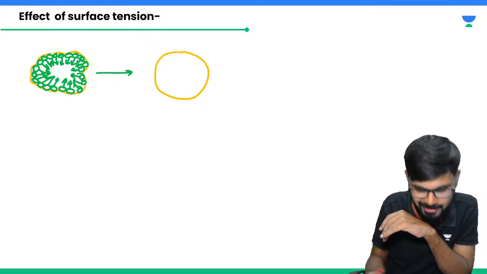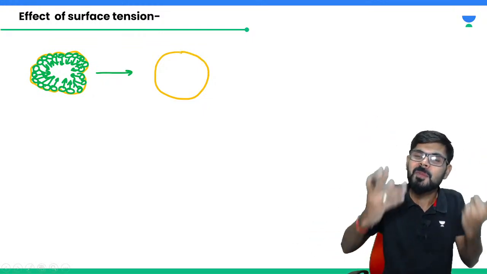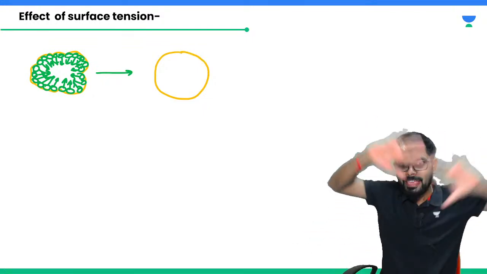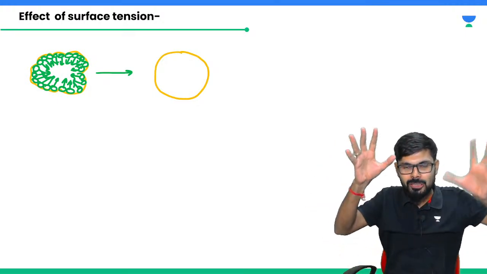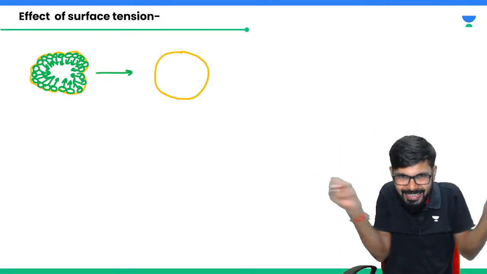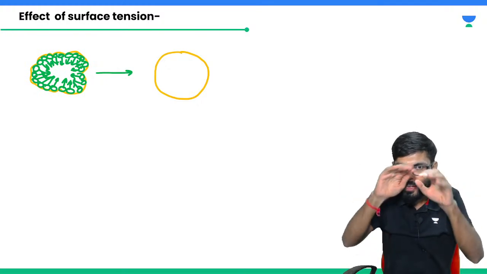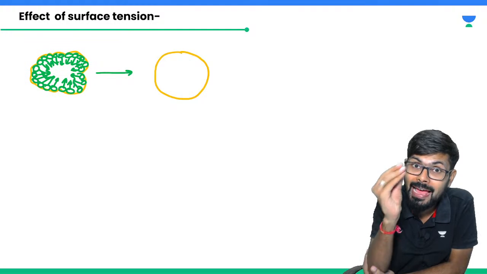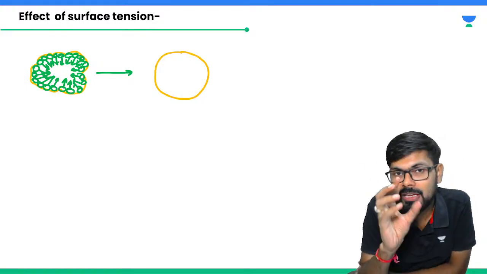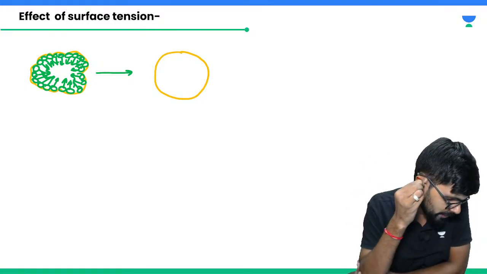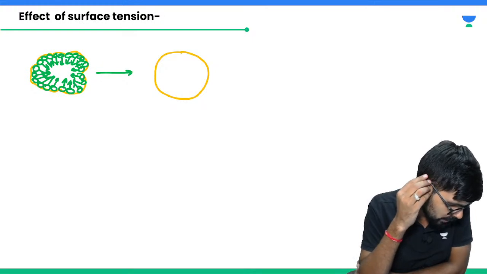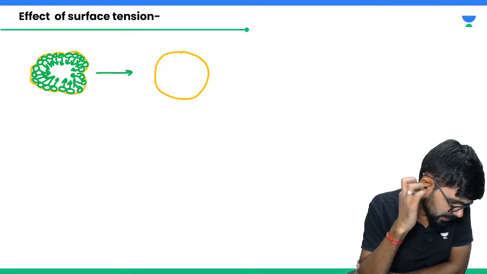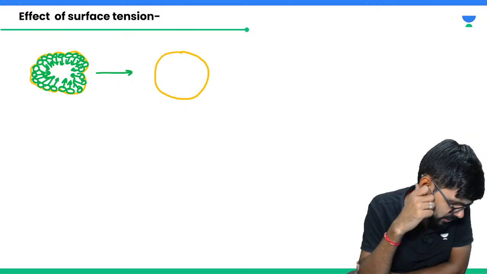समझ में आ गया? कितना इजी समझा दिया सर आपने. देखो एक रैंडम शेप है, उसके अंदर बहुत सारे लोग हैं, they are pulling it, right? After some time what will happen, it will come to a spherical shape, because a sphere has minimum surface area for a given volume. Spherical shape का surface area less होता है and the surface tension causes the sphere.